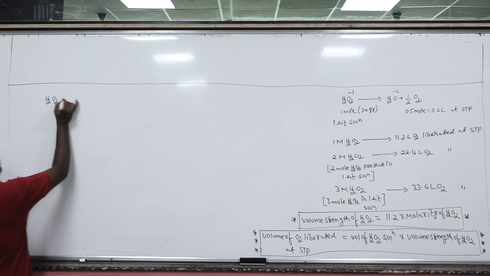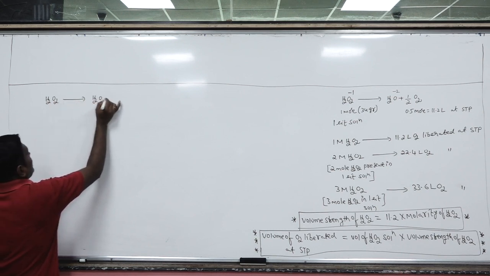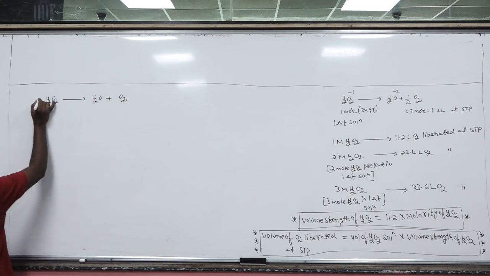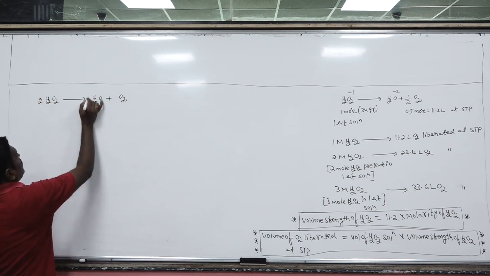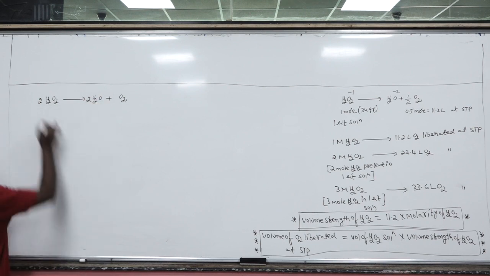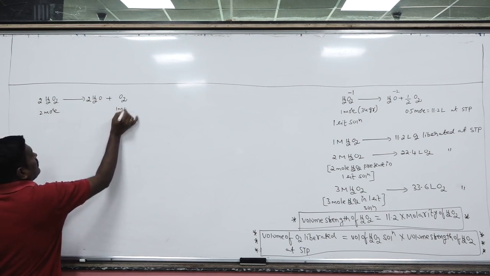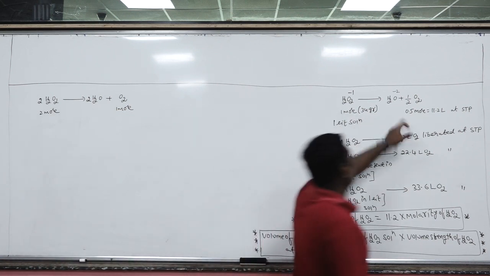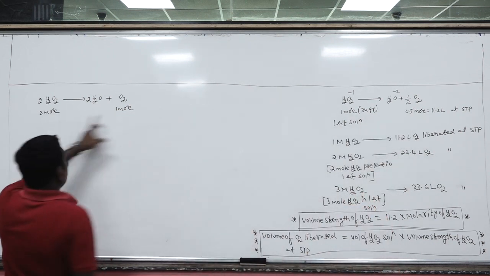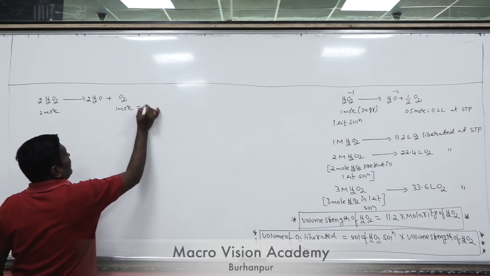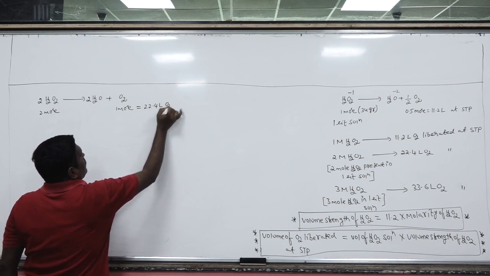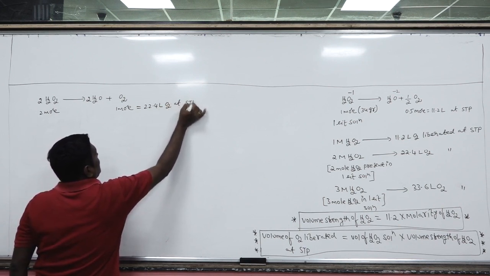Now, H2O2 gives H2O plus O2. Okay. Now come to balancing. 2H2O2 gives 2H2O plus O2. Let's suppose here, how many moles of H2O2? 2 moles. How many moles of O2? 1 mole. Here 1 mole of H2O2 gives half mole O2. So 2 moles of H2O2 gives 1 mole of O2. 1 mole of O2 at STP occupies 22.4 liters, where STP is standard temperature and pressure.